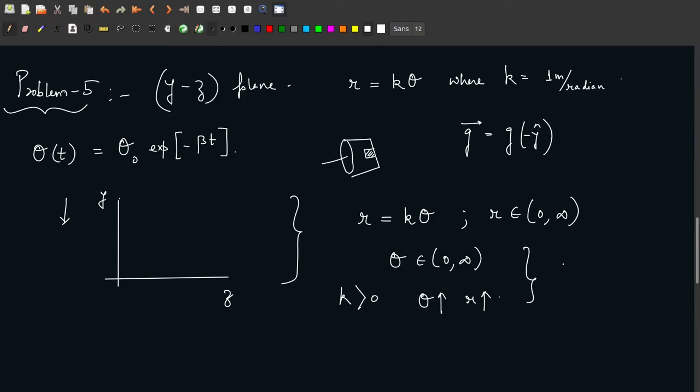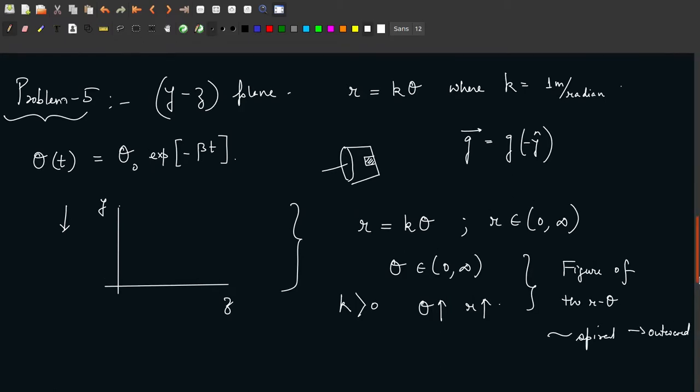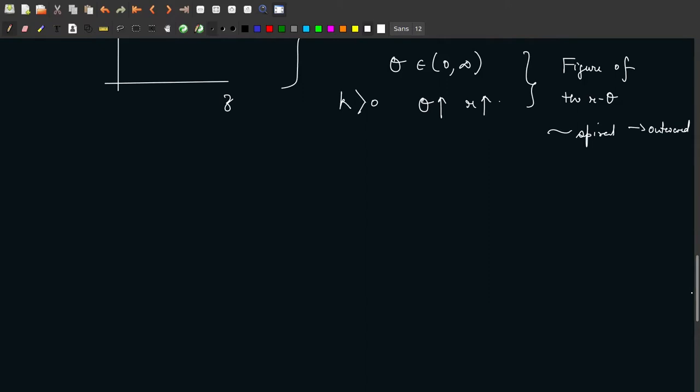So you can guess that the figure of the r theta plot is going to be a spiral, and the spiral is going to be an outward spiral. I encourage you to draw this r theta plot using any graphing software or whatever you have, and you can plot for different values of theta, for example ranging from theta equals 0 to 2 pi, 0 to 3 pi, 0 to 4 pi, increasing, and you will see that the emergent figure is that of a spiral.